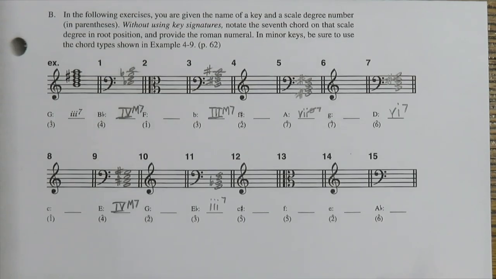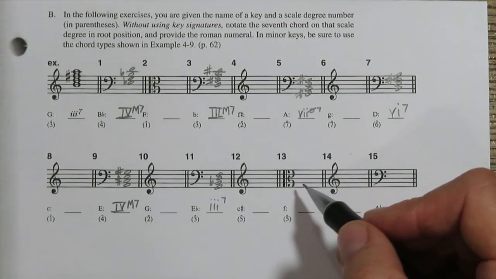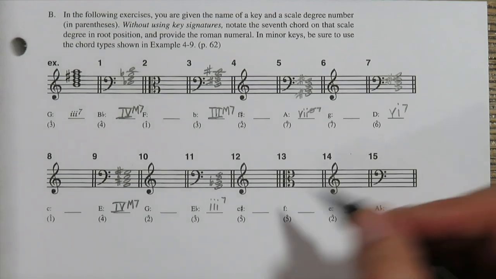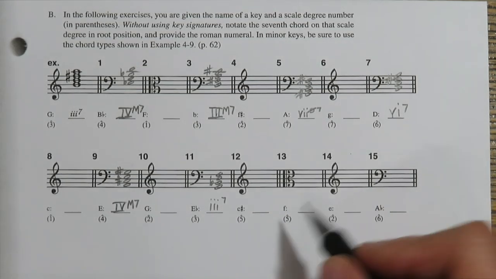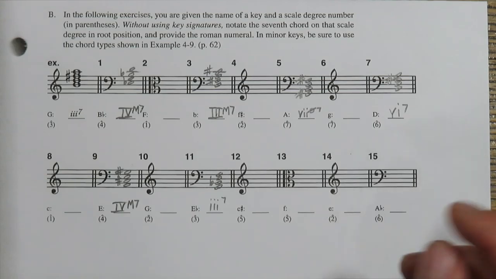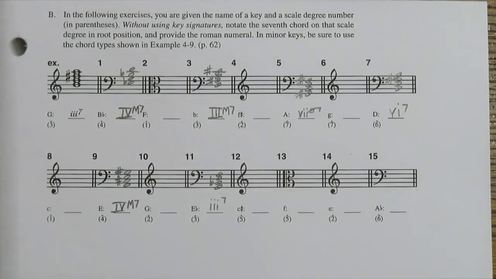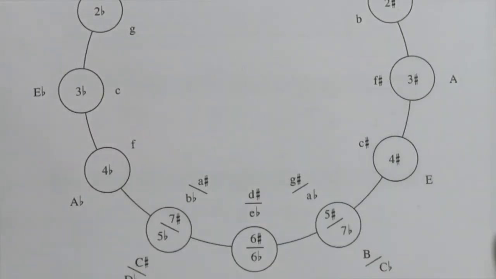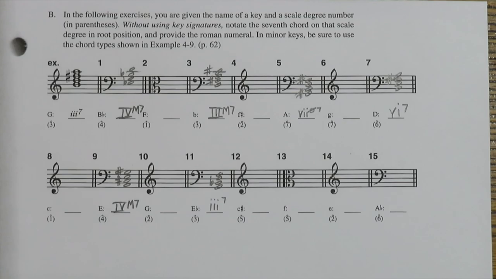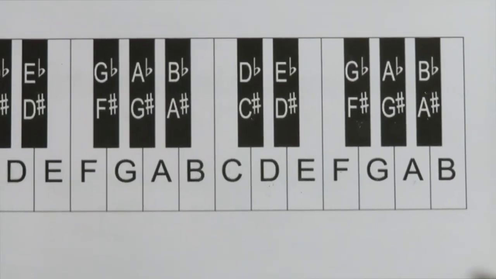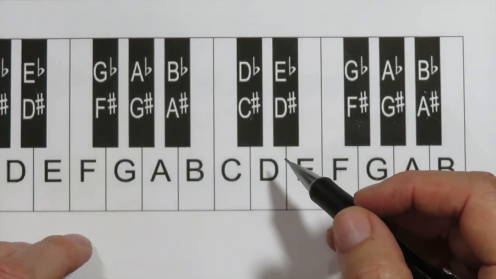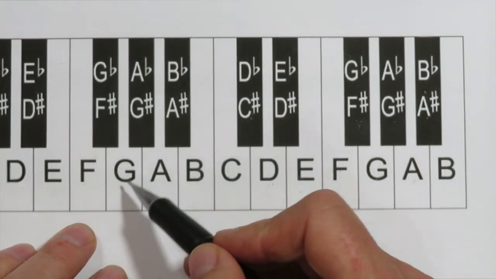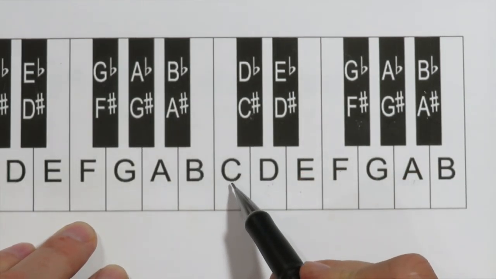Now, alto clef. We're in the key of F minor. And we want to build a 5 chord. Okay. So F minor has 4 flats, relative to A flat major. So the B, E, A, D are going to be flatted. All right. So F minor. I'm going to build a 5 chord. The 1, 2, 3, 4, 5.